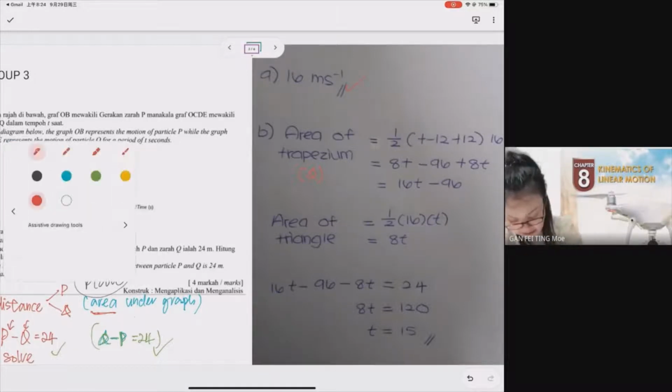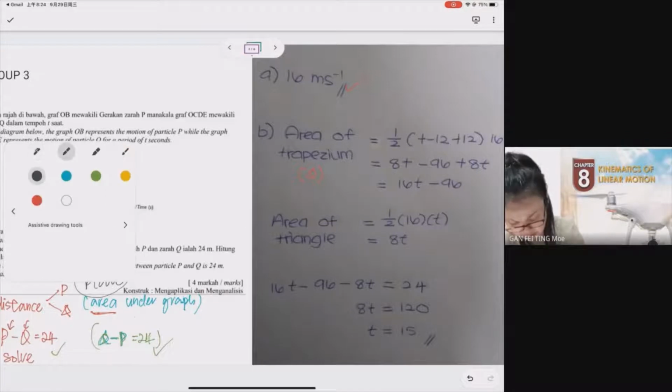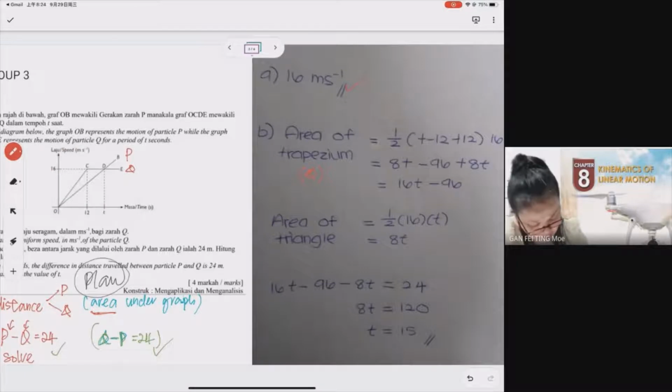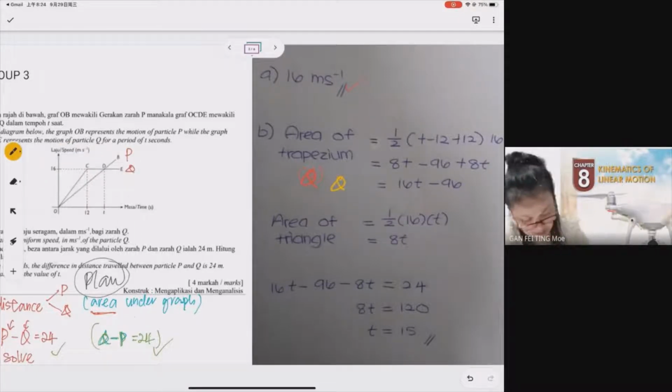Since this color cannot be seen, can I use this pen? Wait, let me see whether I can use it. Cannot see. Hey, why is your image so dark? I cannot see. This one at least, I use gold color. Oh, you want gold. This group wanted gold color. Okay, so this is particle Q.